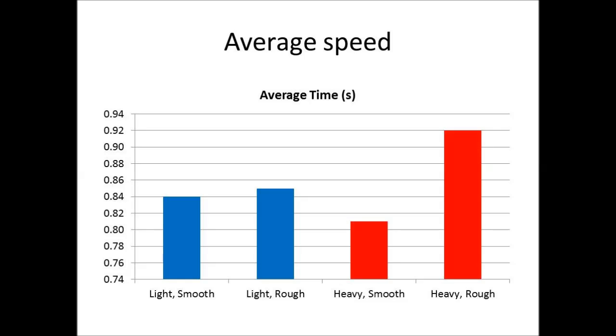In this graph, the light object is represented by the color blue and the heavy object by the color red. As you can see, the heavy object on the smooth surface was the fastest, but interestingly enough, the difference between the light object on the smooth surface and the light object on the rough surface was minimal. My data proves that my hypothesis was correct because the heavier object on the smooth surface was by far and away the fastest.